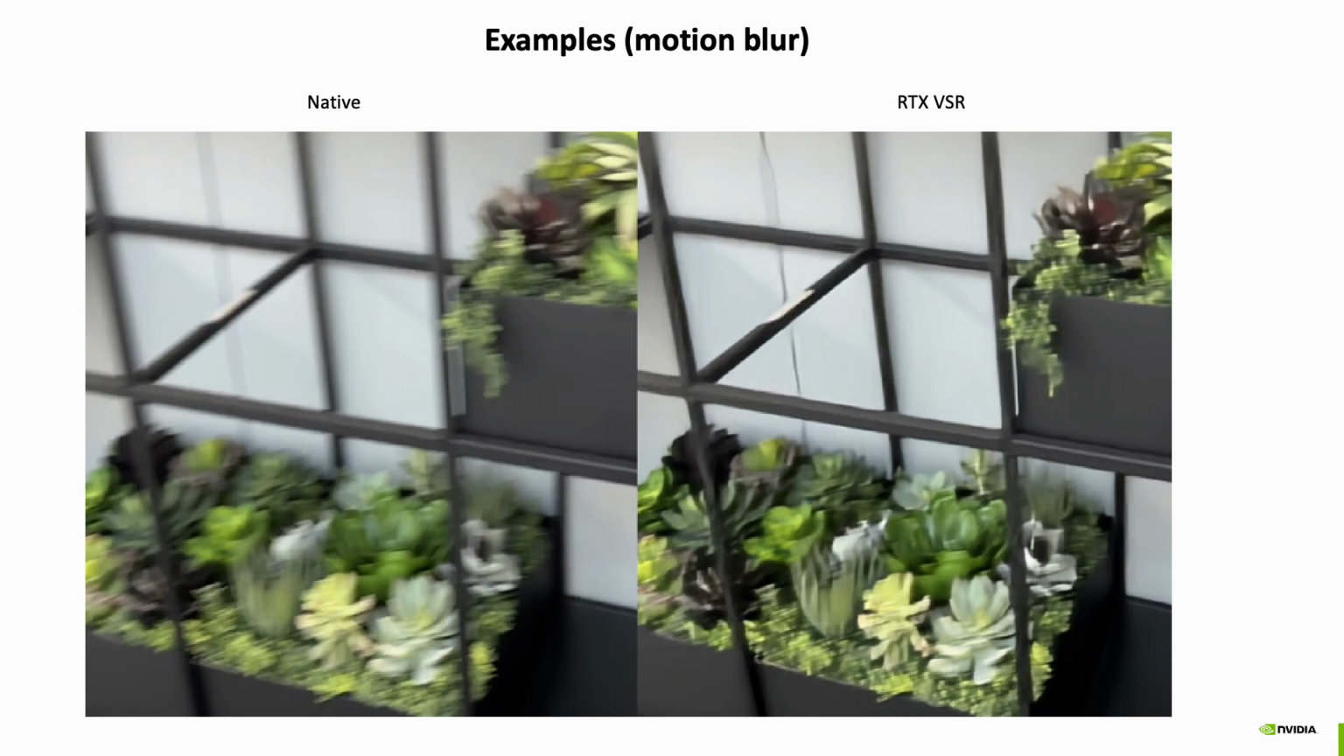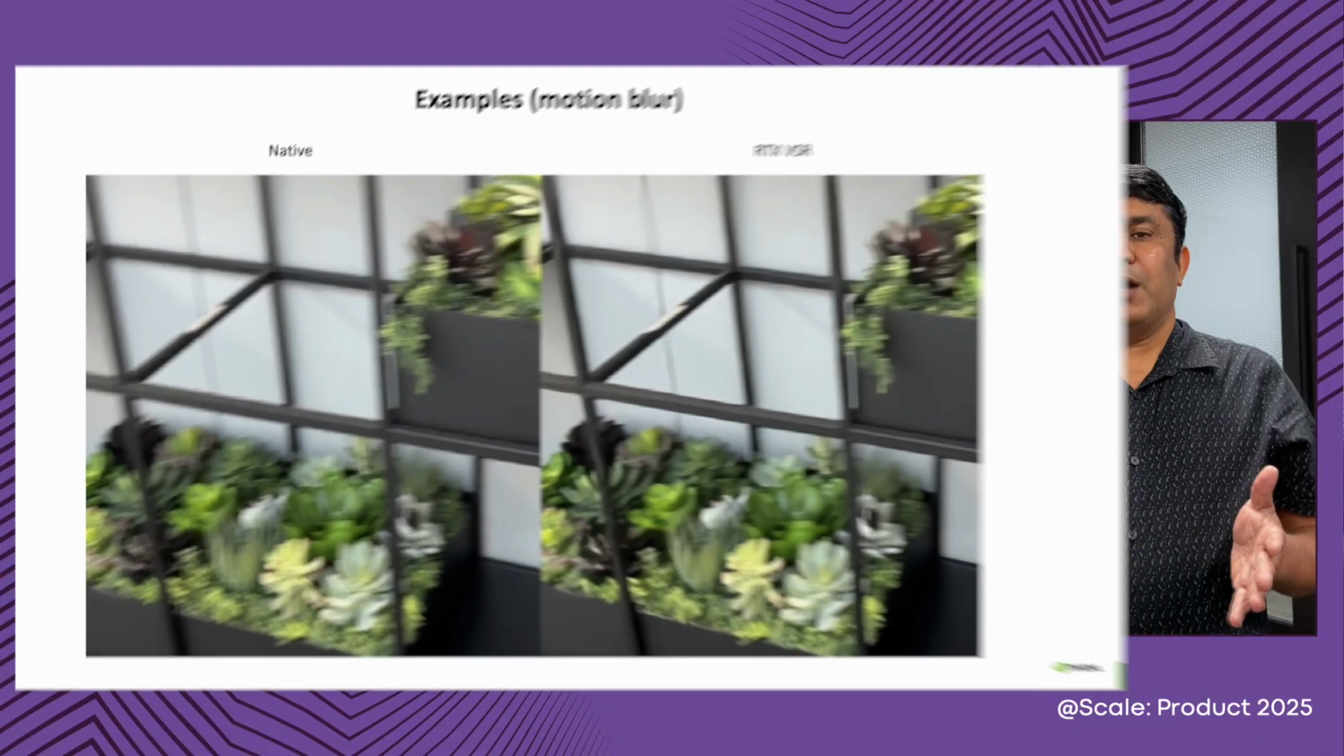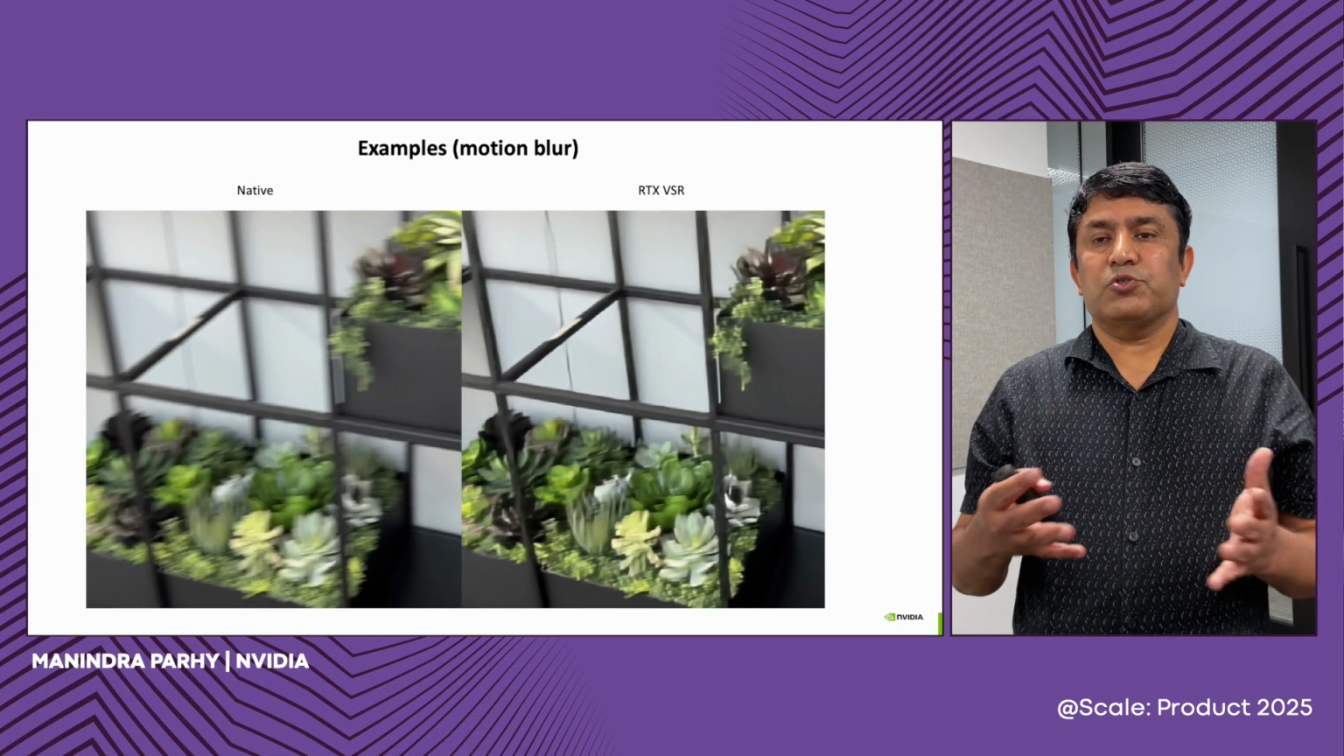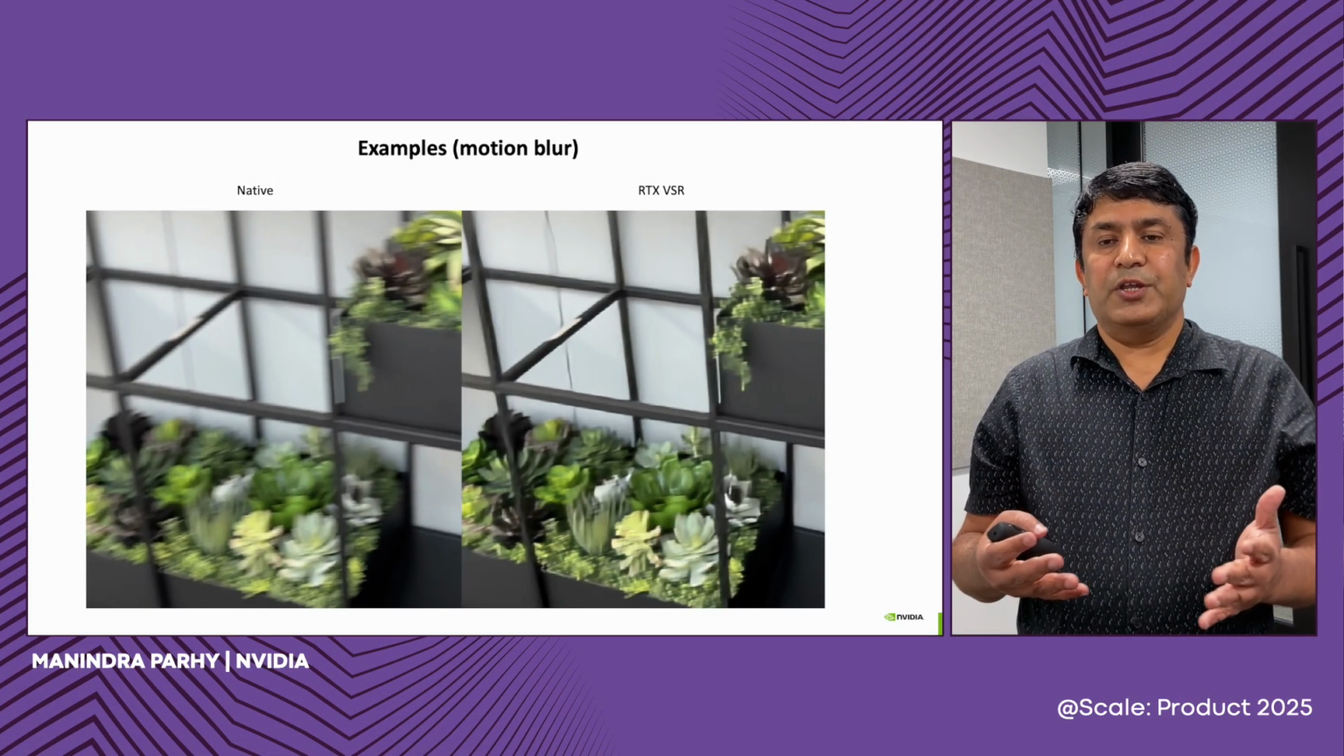Here is another example. This video I captured from my phone. When the phone is moving, it creates a lot of motion blur, so the left side is a very blurry image. RTX VSR removes that blur and shows it very sharp.